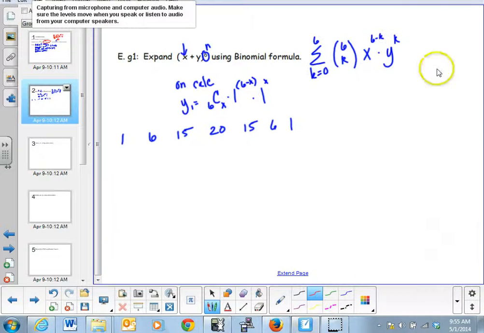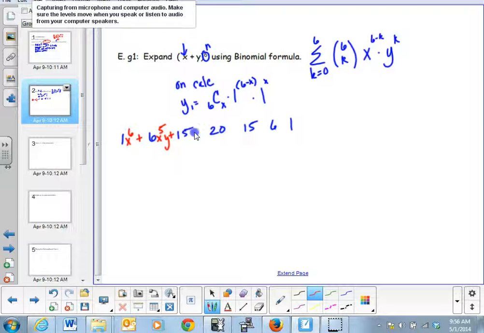Now I need to figure out what variables go on top of these, or next beside these coefficients. So for the first coefficient, when k equals 0, think about plugging in a 6 minus 0, that would be x to the 6th power. So this is x to the 6th power, and then y to the 0 wouldn't be anything. Plus 6 times, if I put a 1 in for the k, that would be x to the 5th power, and then putting a 1 in here, that would be y to the 1st.